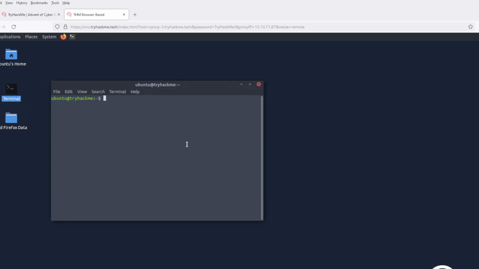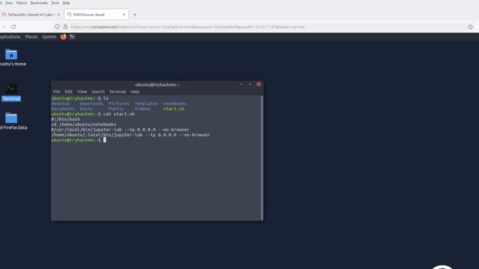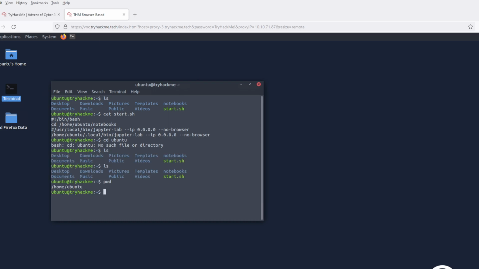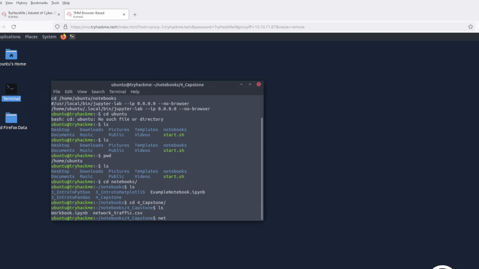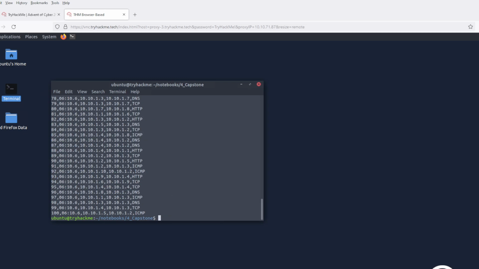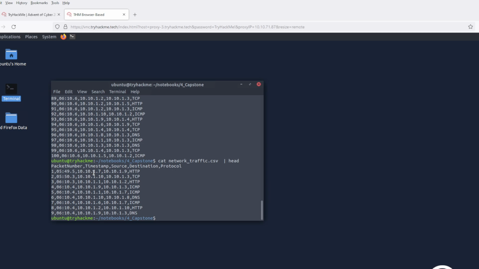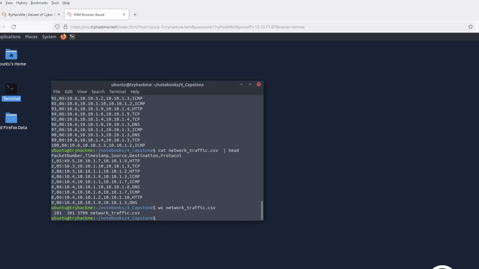So you minimize this, you go to the terminal, and apparently if you go to Ubuntu, sorry, we are already there, so we just go to notebooks and to 4. You have the CSV file. Right? And let's see the header. Okay, packet number, timestamp, source, destination, protocol. So source is number 3, protocol is number 5. And let's count. 101, so without the header, it's 100 rows.